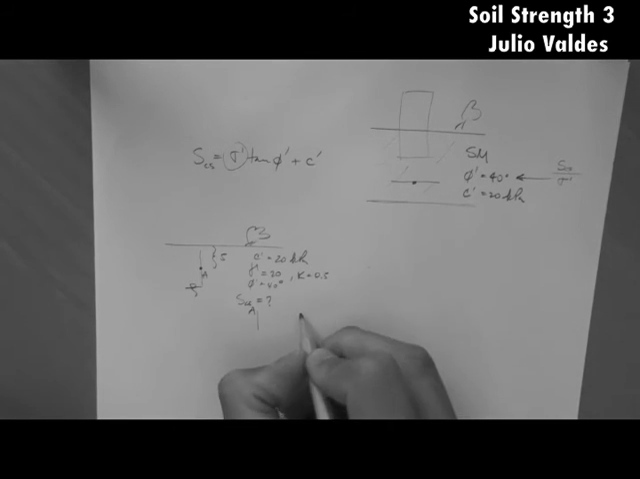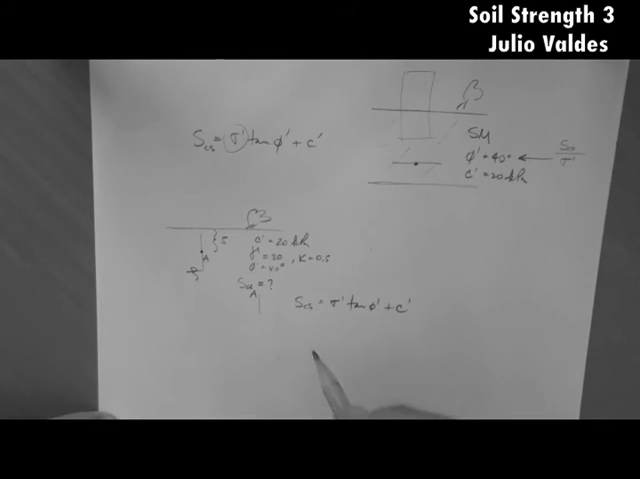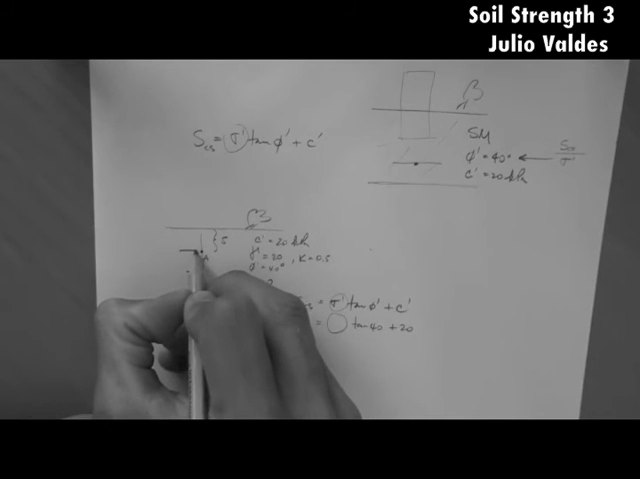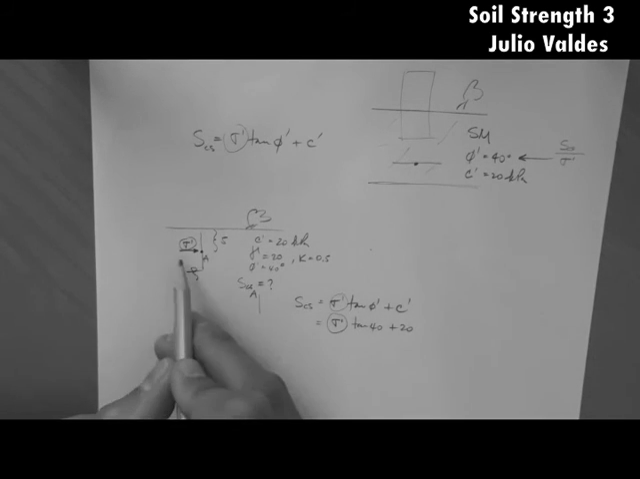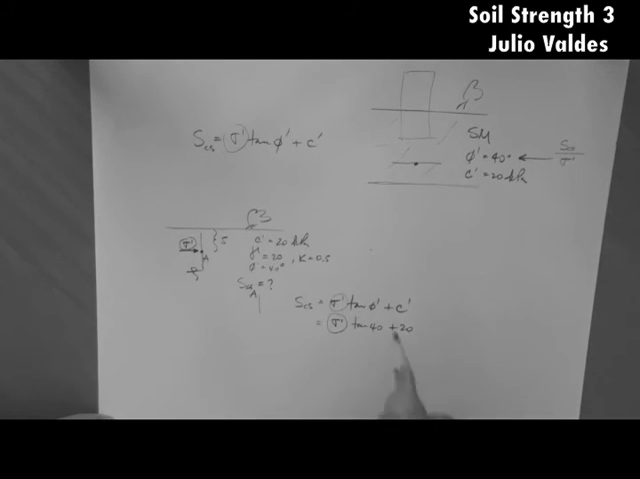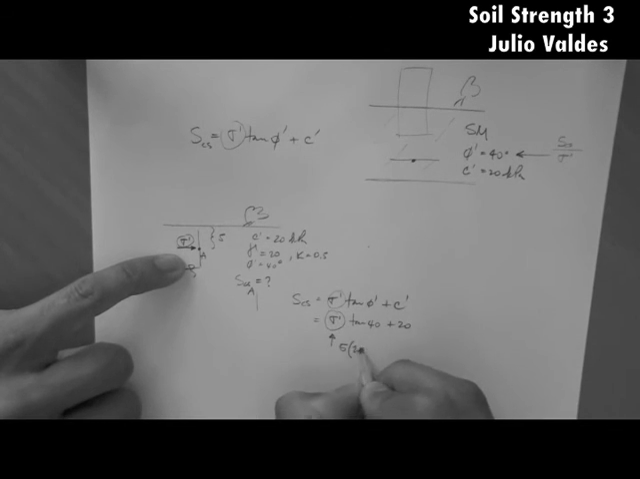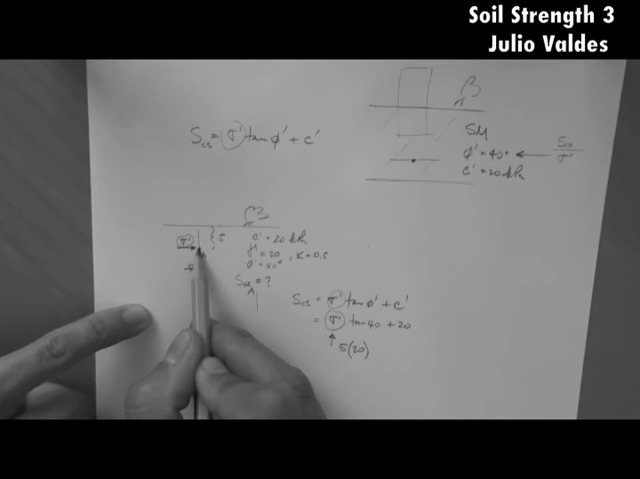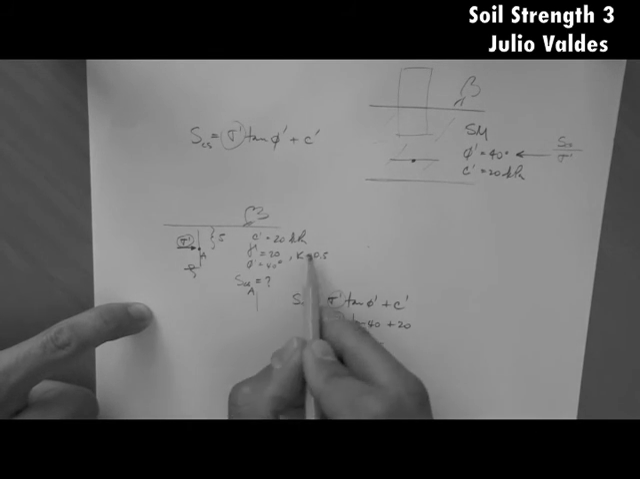So then you say, okay, I want the strength. I know the strength equation, so let's fill it out. I know tangent 40 plus 20 kPa. Now, what is the effective stress that I have to put here? Well, very simple. It is the effective stress that is normal to the plane on which you want the strength. So what is the effective stress acting on this plane at this point? Well, that effective stress is equal to 5 times 20, that is the vertical stress, times K, 0.5.